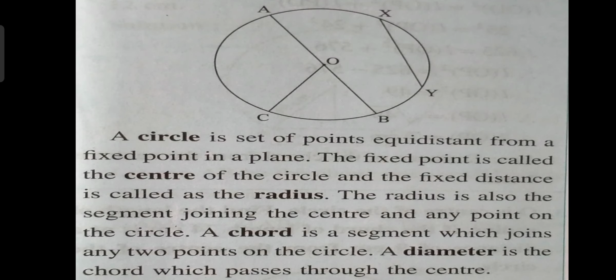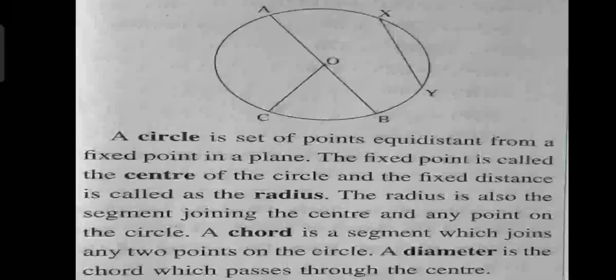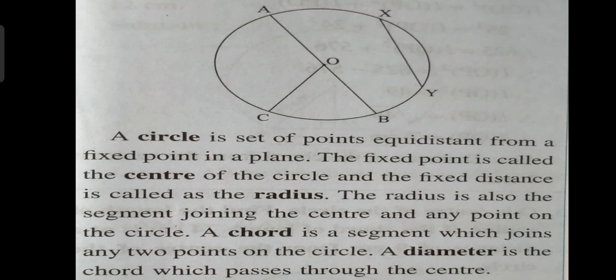What is a circle? A circle is a set of points equidistant from a fixed point in a plane. Students, this question may come as written down, where you have to write the answer, or it may be given as a fill-up: dash is a set of points equidistant from a fixed point in a plane. So you have to write the answer as circle.